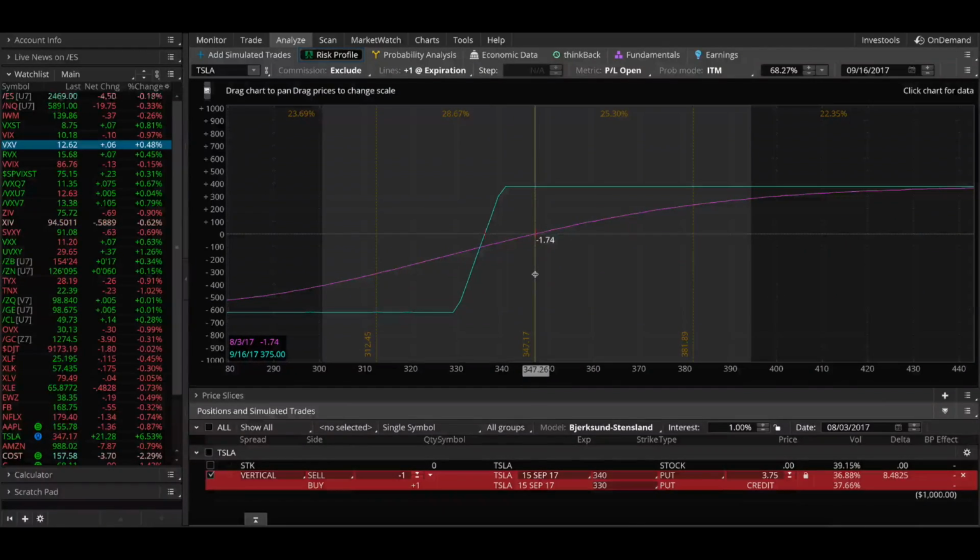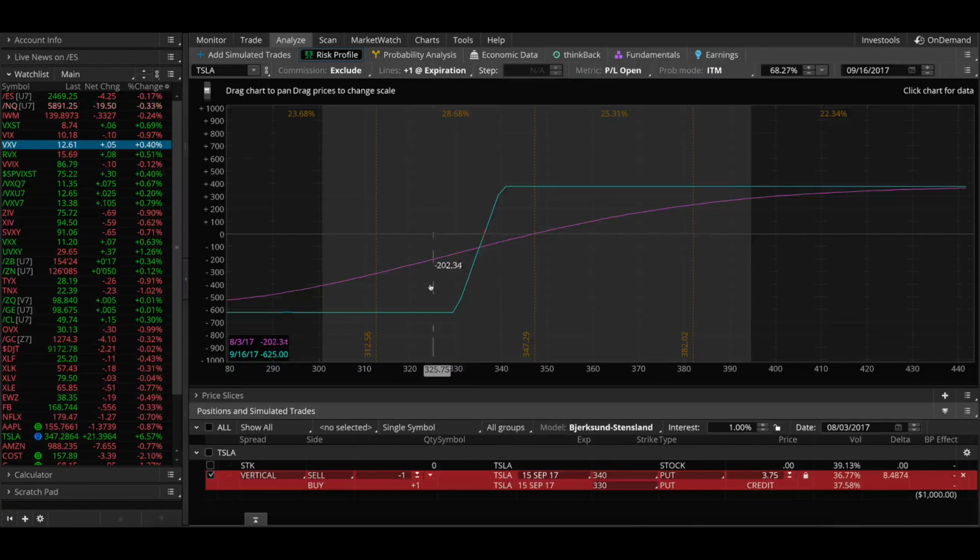Right now Tesla is right around $347, and since we're selling a $10 wide put spread for $3.75, the most we can make on this trade is $375 if Tesla is above 340 at expiration, and the most we can lose on this trade is $625 if Tesla is below 330 at expiration. We can see the expiration P&L and P&L estimations for today by looking at those numbers in the bottom left-hand corner. Now let's say that the trader is initially wrong and Tesla falls to $330 tomorrow.